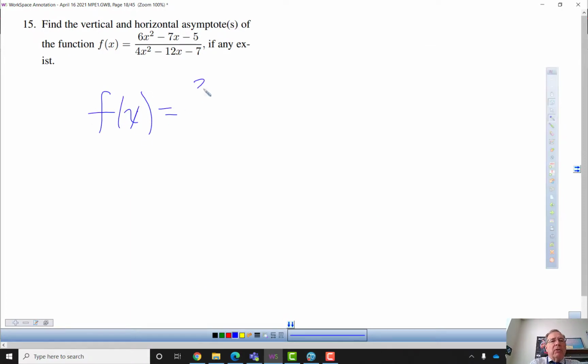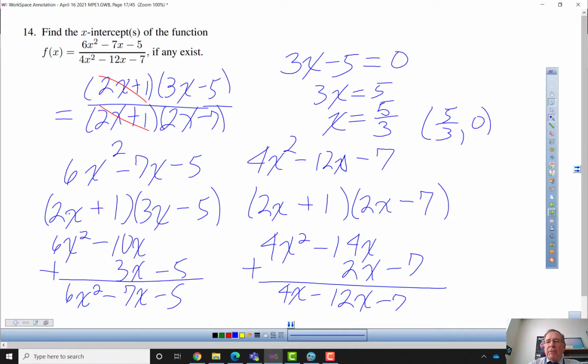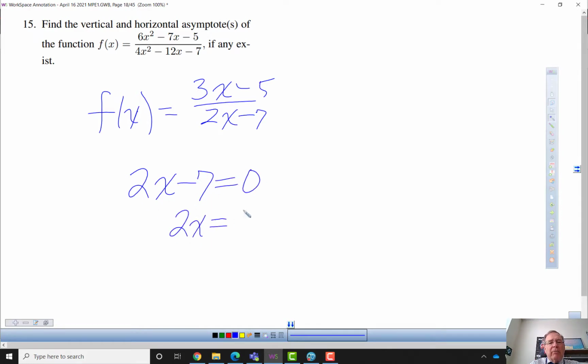So f of x is 3x minus 5 over 2x minus 7. So the vertical asymptote is going to be determined by the denominator. We can't divide by 0, so if we set the denominator equal to 0 and solve for x, that will be our vertical asymptote. So x is going to equal 7/2.